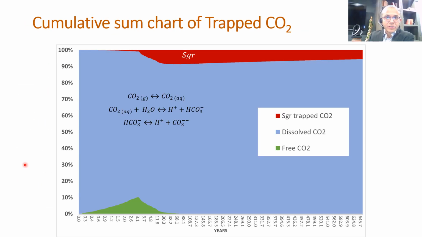This graph shows us the cumulative CO2 trapped by different mechanisms in percentage over 500 years in a field-scale aquifer model, showing the high amount of CO2 dissolved in water, as shown in blue. In red is the CO2 trapped as a residual gas by the hysteresis, and in green is the CO2 as a free supercritical fluid.